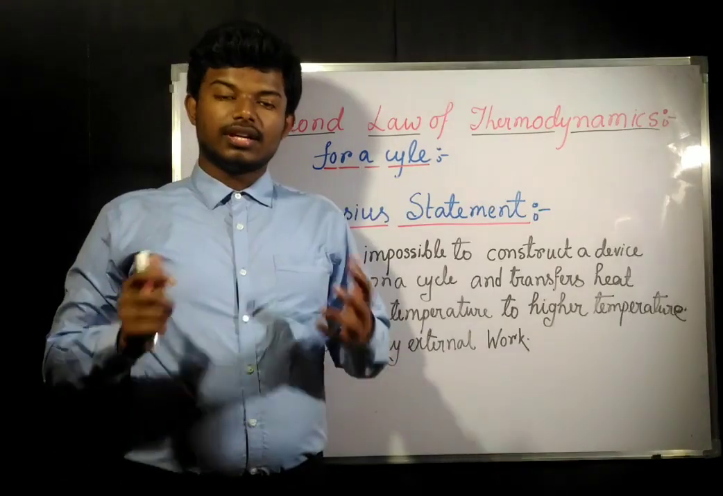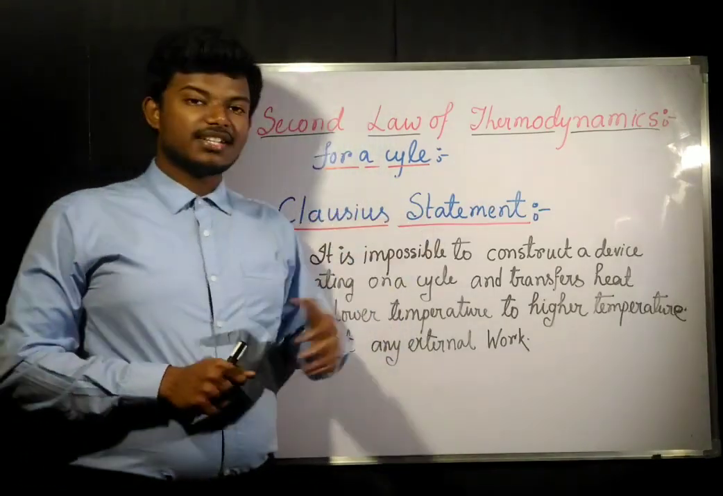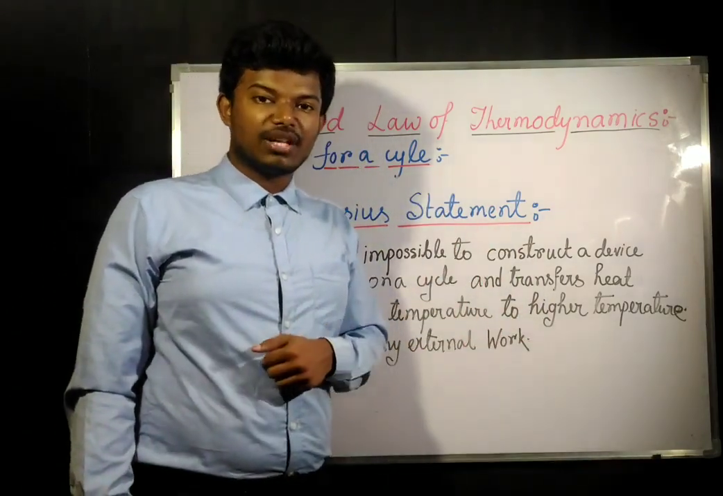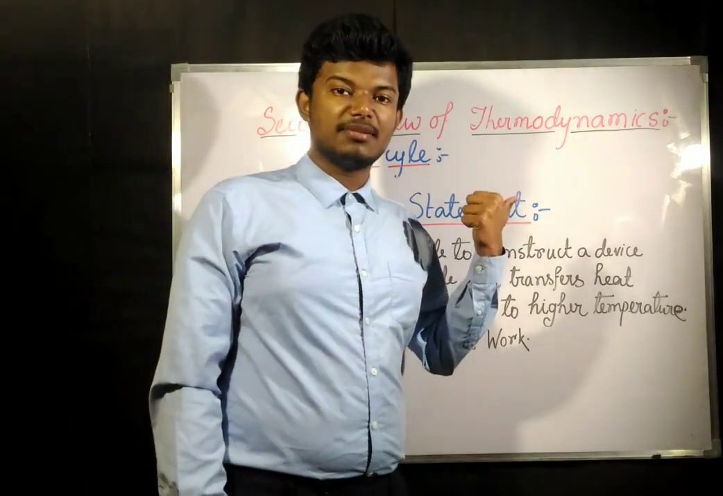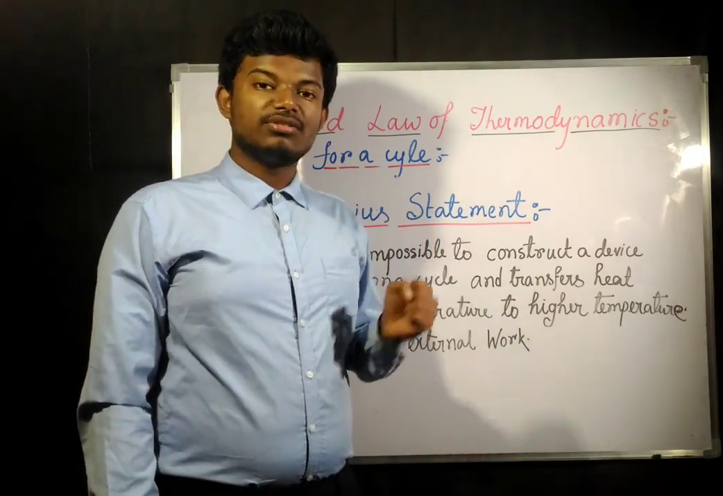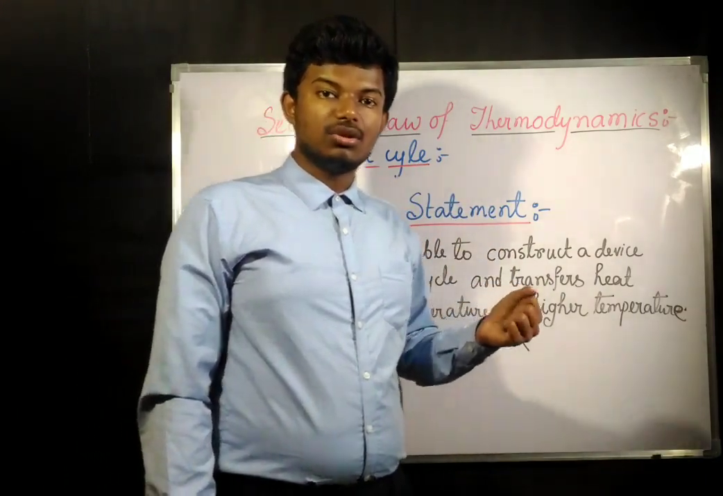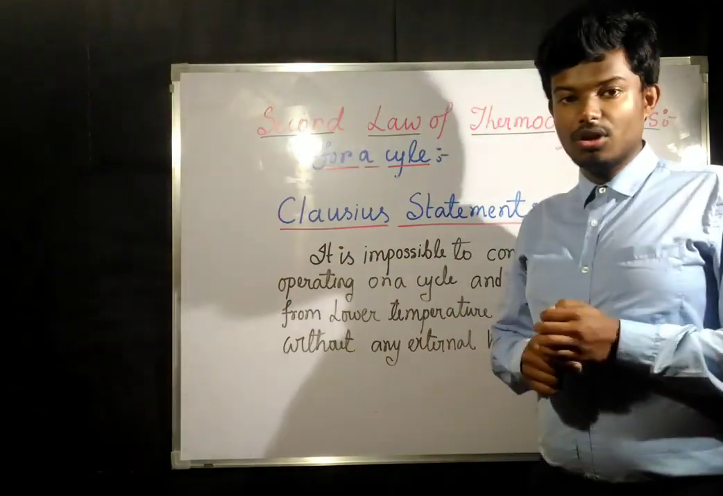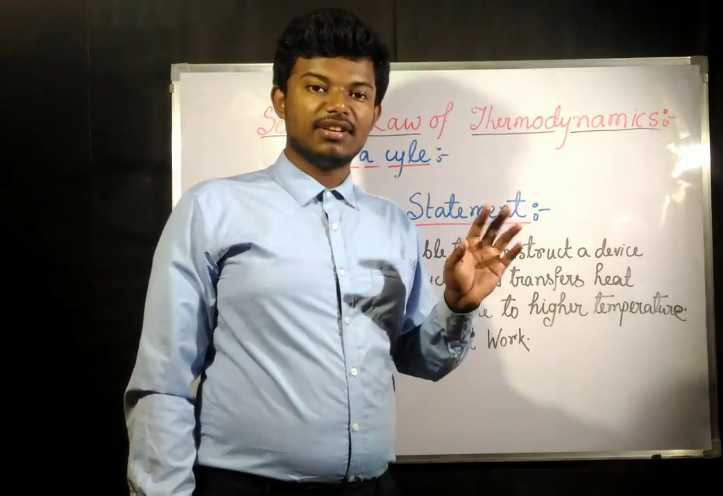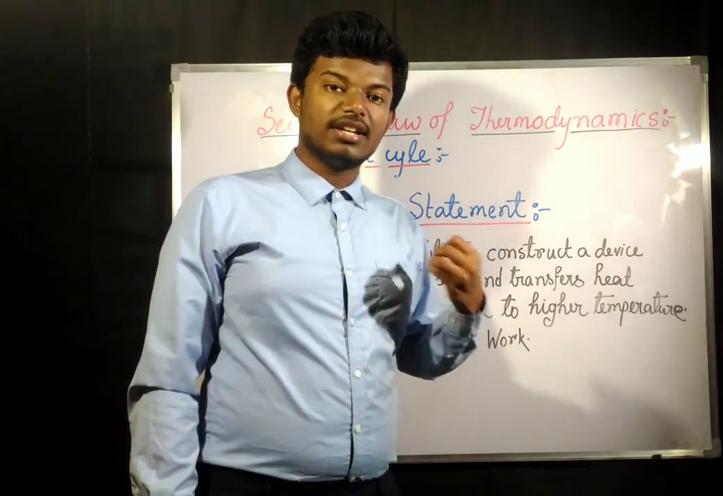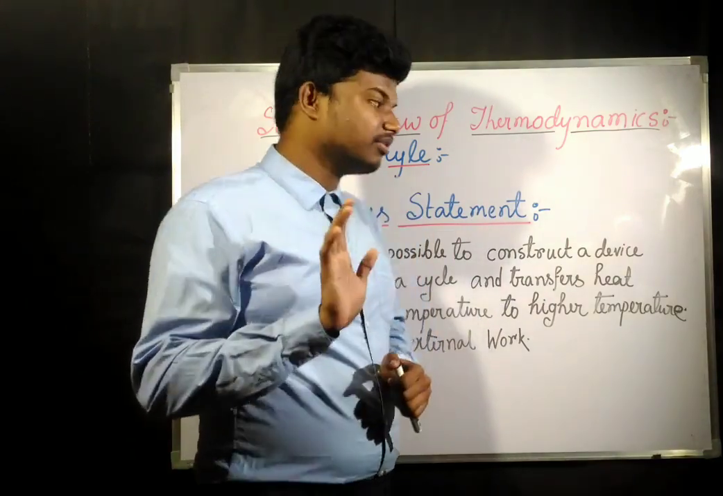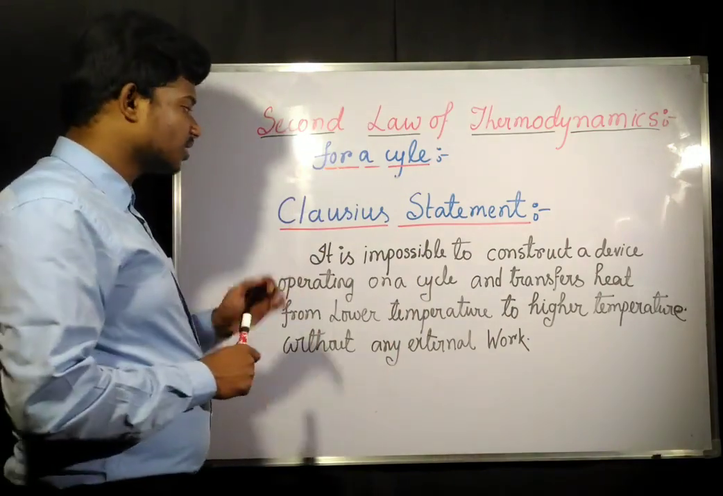Okay, so the next thing we are going to read is the Clausius statement. It is another statement to get an idea about the second law of thermodynamics. The first one was the Kelvin Planck statement, where we said that it is impossible to construct a device which can produce continuous work with heat interaction with only one reservoir. Now what is the Clausius statement?